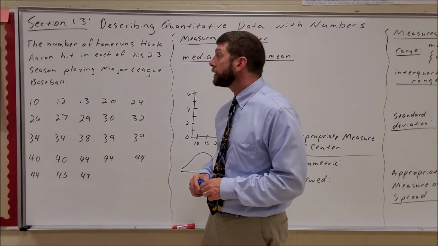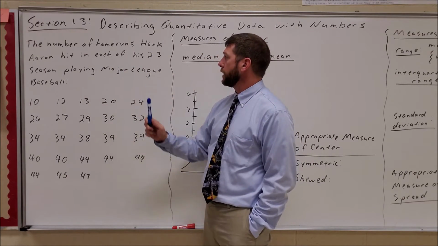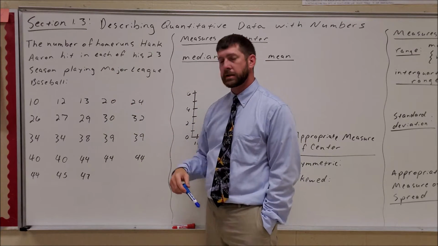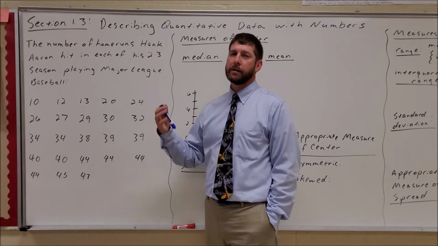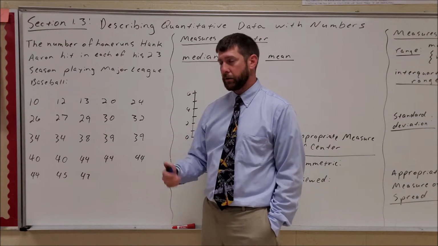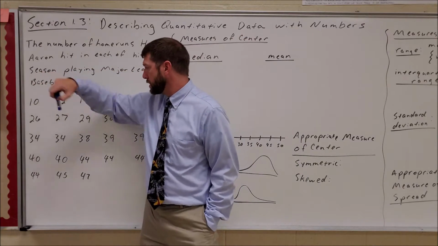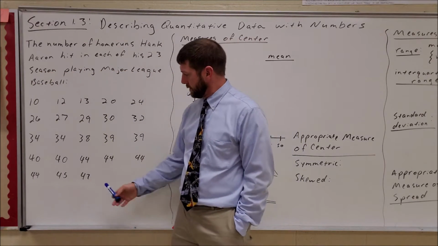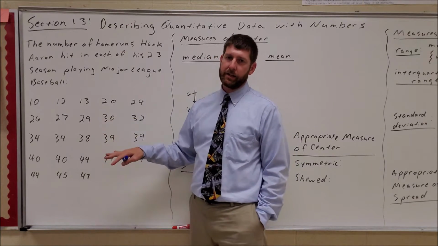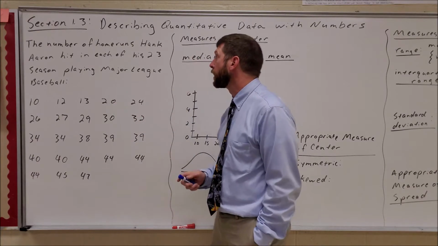So, set up for today. The number of home runs Hank Aaron hit in each of his 23 seasons playing Major League Baseball are listed here. I went ahead and ordered them from least to greatest. Again, with quantitative data, it makes sense to put them in order, like on a number line. Out of all those, we can see his worst season was 10 home runs. His best season was 47 home runs. So we want to get an idea of what kind of home run hitter Hank Aaron was.